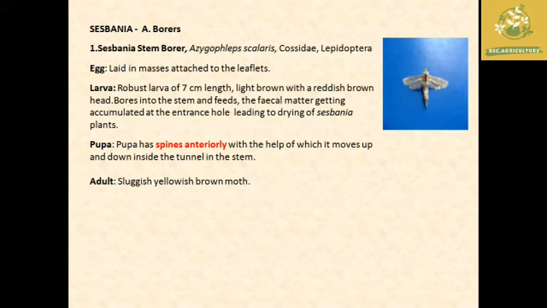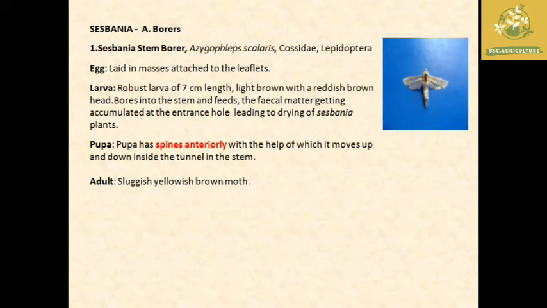Now the identification: the eggs are laid in masses, placed on the leaflets, and the larva is robust, about 7 cm, light brown in color with a reddish brown head. The pupa is a spinous one, and it has anterior spines.